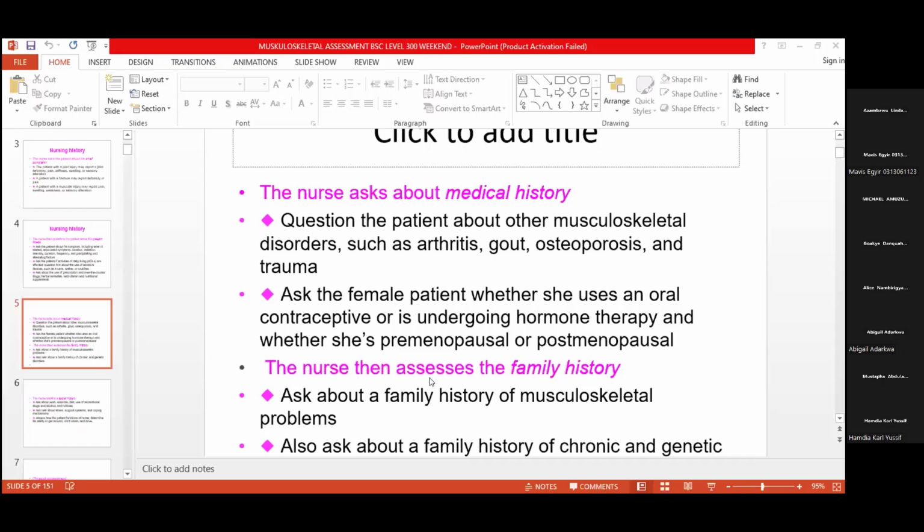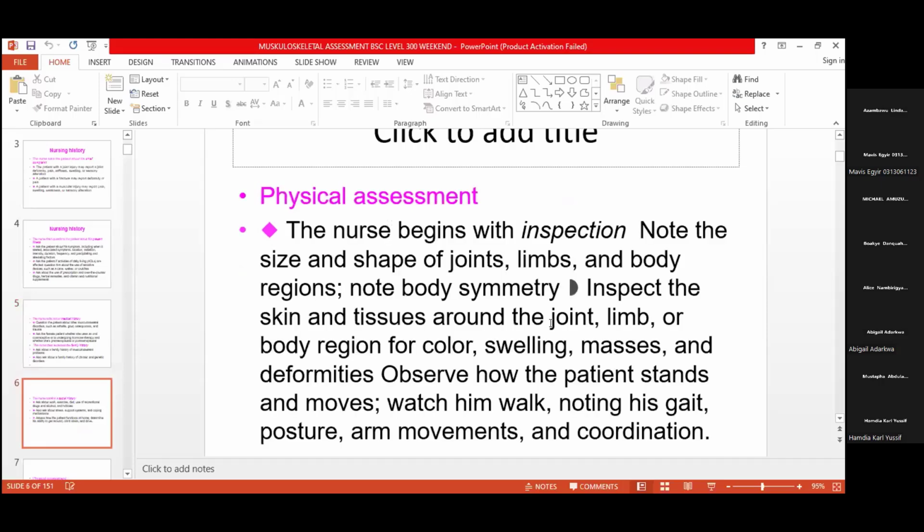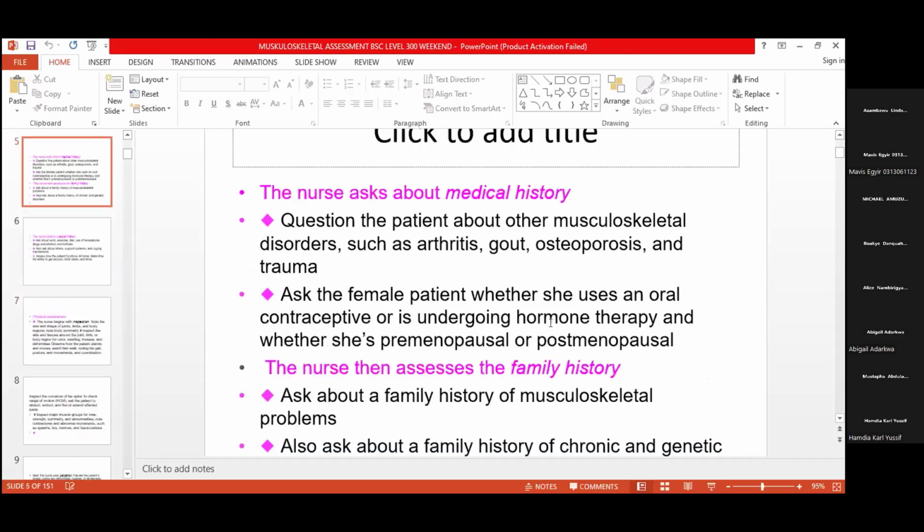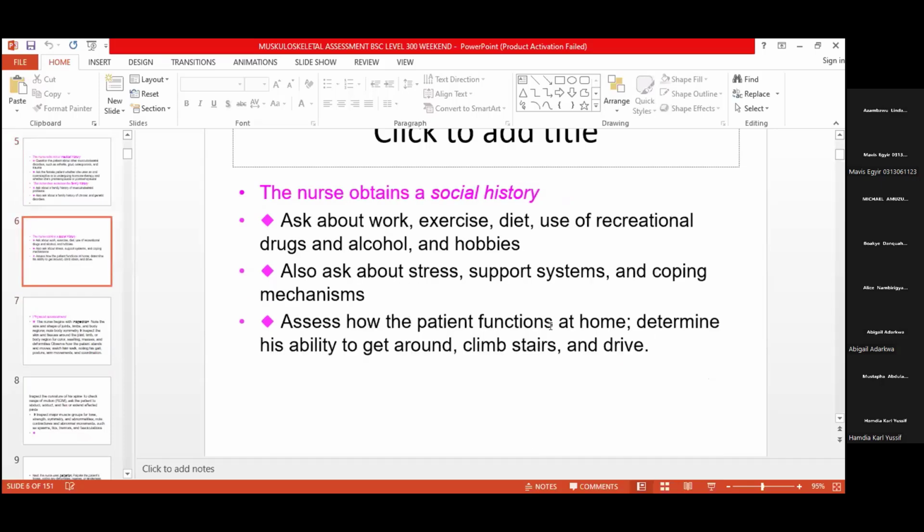So there are some families, by the age of 40, they've started complaining of joint pains, waist pains, knee pains. So it runs in families. Some conditions are very common in families. So is the patient in front of you having the problem? Is it coming from genetics, hereditary? Where is it coming from? So we have to know. So we have to ask about the family history, family history of musculoskeletal problems. Also ask about family history of chronic and genetic conditions.